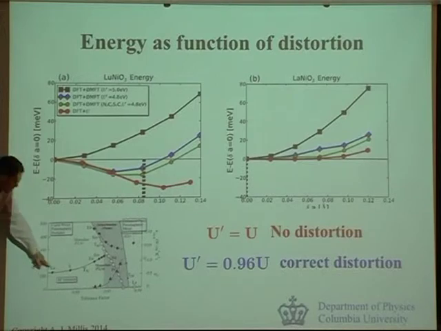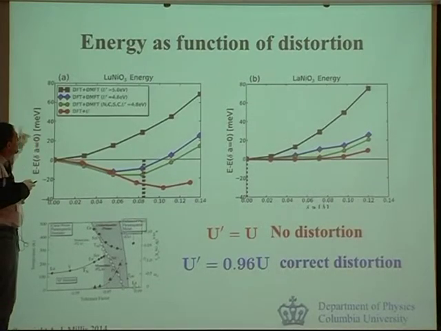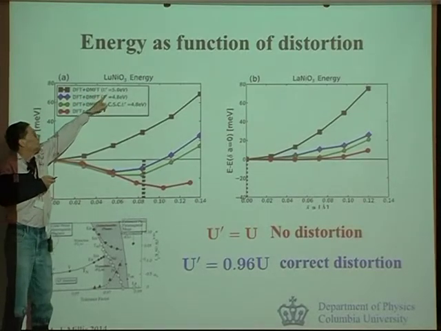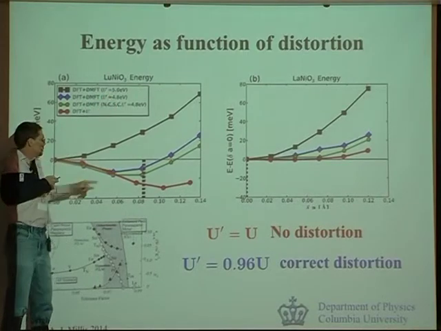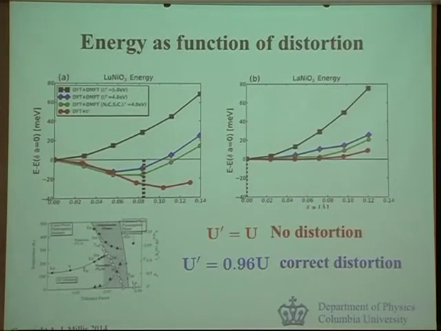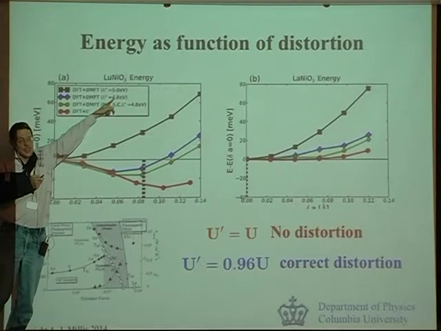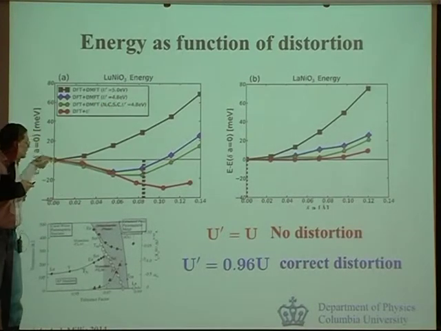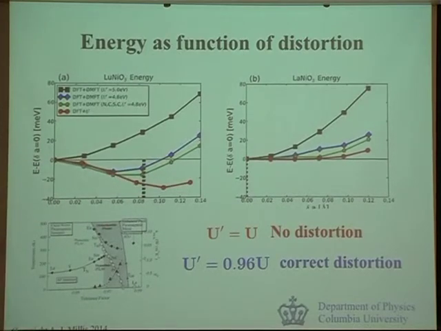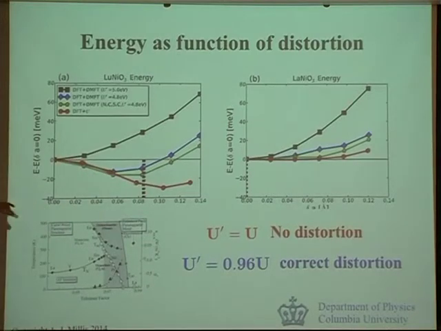Now you go over to this end member, which has a very strong distortion. If you do DFT+DMFT with the standard double counting, that is keeping U prime equals U, that's the black one, you discover that it does not want to distort. If you do the same calculation using a U prime which is slightly less, 4% less, 4.8 eV, you discover that it wants to distort with a distortion which is of approximately the correct magnitude. Again, as you would expect, if you do DFT+U, you get a much stronger distortion.